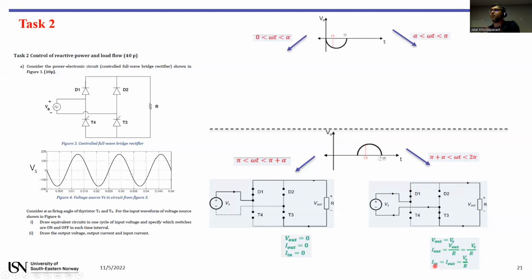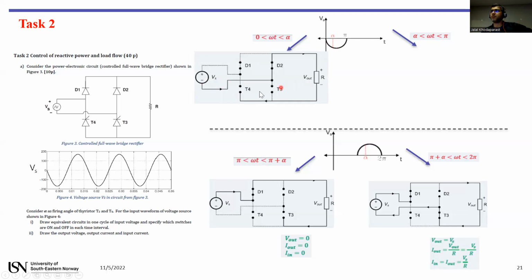However, if the input voltage is negative, it consists of two parts. From 0 to alpha, here are the positive and negative sides of the input voltage. This one is negative, which means the positive terminal is the most negative, so the negative terminal will be the most positive. The most positive goes to this point, the anode terminal of the diode, so it will be turned on.